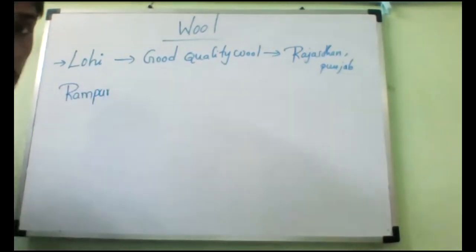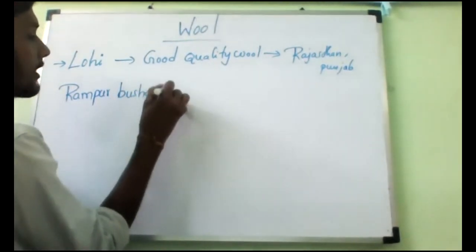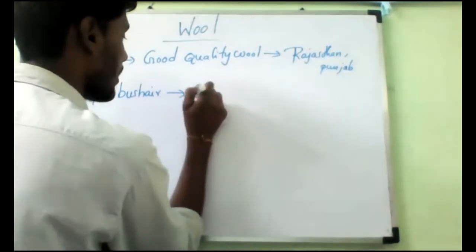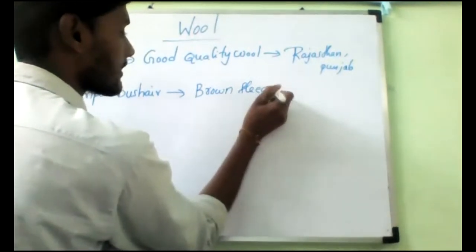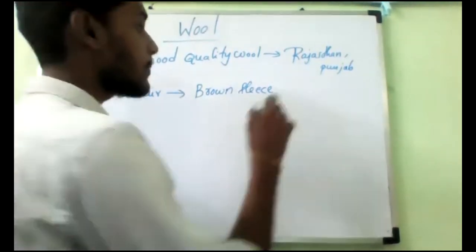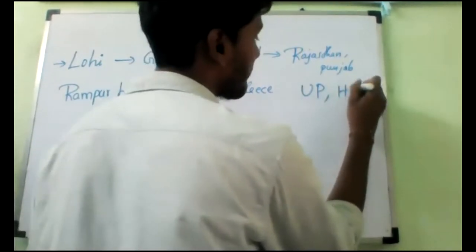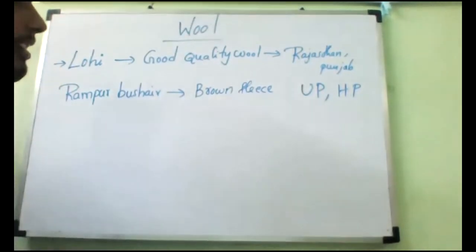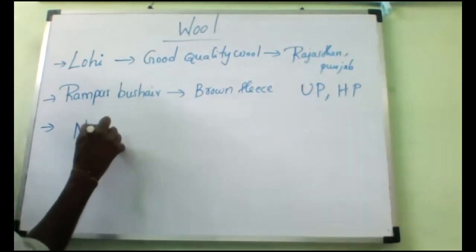Rampur Bushair is the name of the sheep. The color of this wool is brown fleecy. Brown fleecy means it is a colored wool. It is present in Uttar Pradesh and Himachal Pradesh.